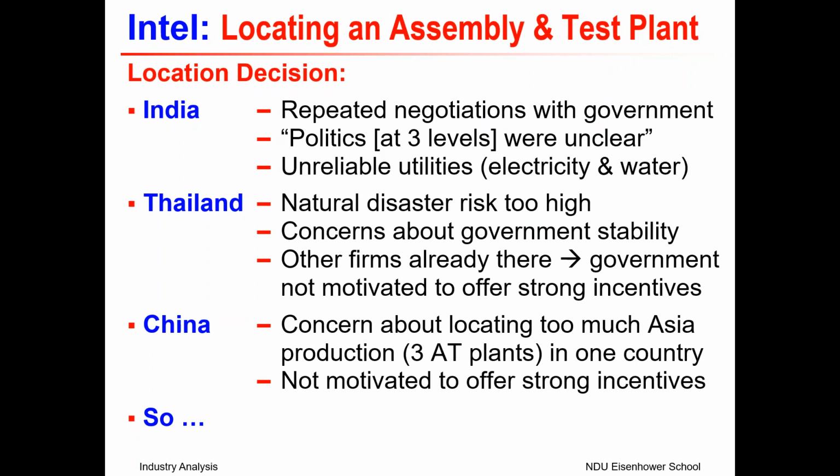And finally, China, they had concerns about locating too much Asia production in one country. Do you want to have 3 assembly and test plants all in China? Because if something goes bad with China, it goes bad with all 3 plants, right? And also, China was not really motivated to offer strong incentives because Intel already had 2 assembly and test plants in China. Even if they were going to steal their intellectual property, they already had 2 other plants they could steal it from. So bottom line was China wasn't highly motivated.